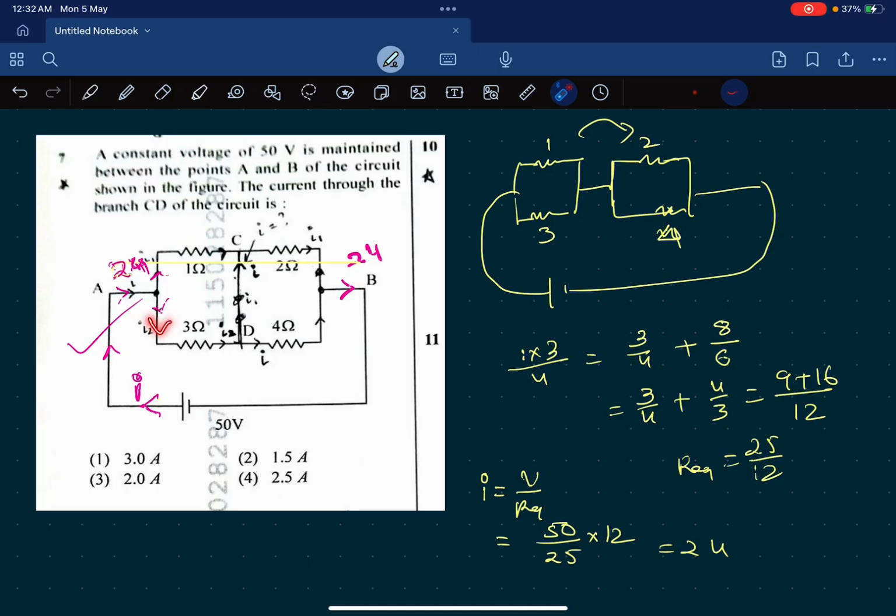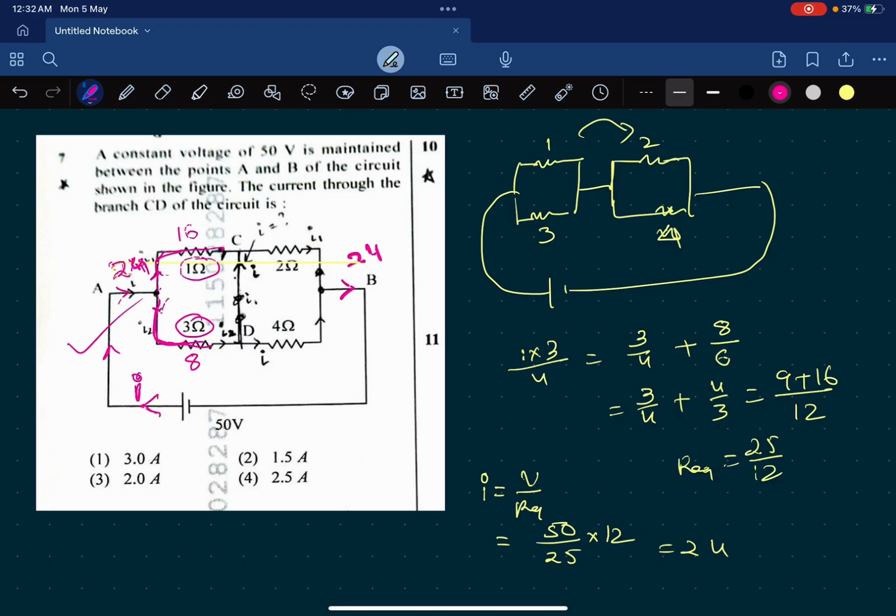So 3 parts will be going in this direction, and 1 part will go in the other direction, because here the resistance is less, here the resistance is more. So here 16 ampere current will go, and along this direction 8 ampere current will go, right?